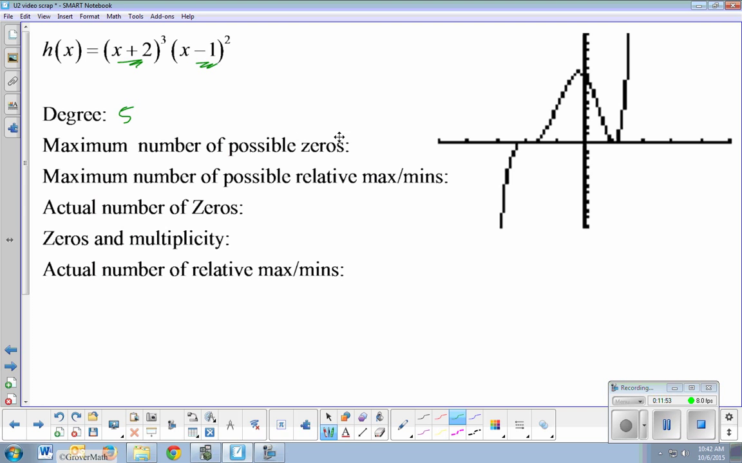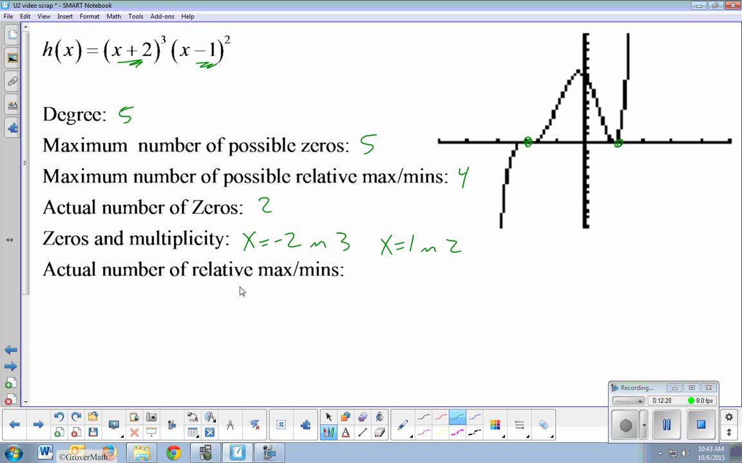The maximum number of possible zeros is equal to the degree, 5. The maximum number of possible relative max mins is 1 less than the degree, 4. How many actual zeros are there? 1 here, 1 here. We could have as many as 5, but there's actually only 2. x equals -2 with a multiplicity of 3 because we have x plus 2 three times. And x equals +1 with a multiplicity of 2 because there are 2 x minus 1's that, when you set them equal to 0 and solve, you get x equals 1.